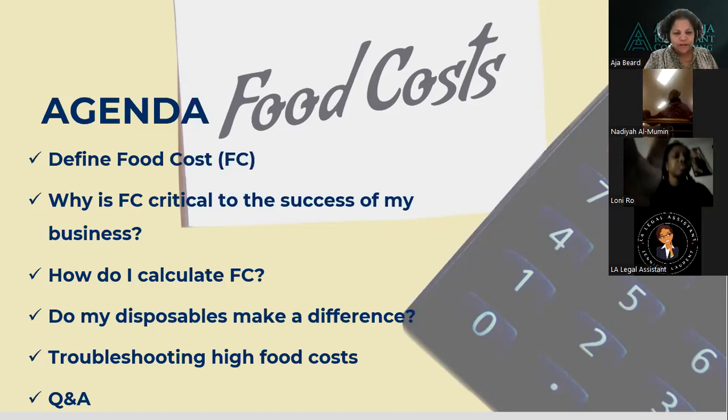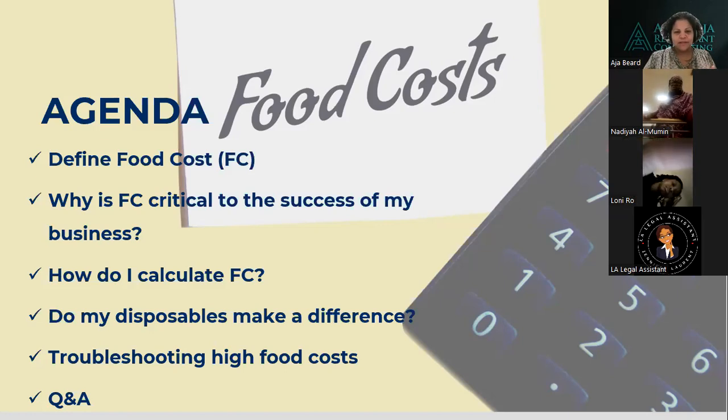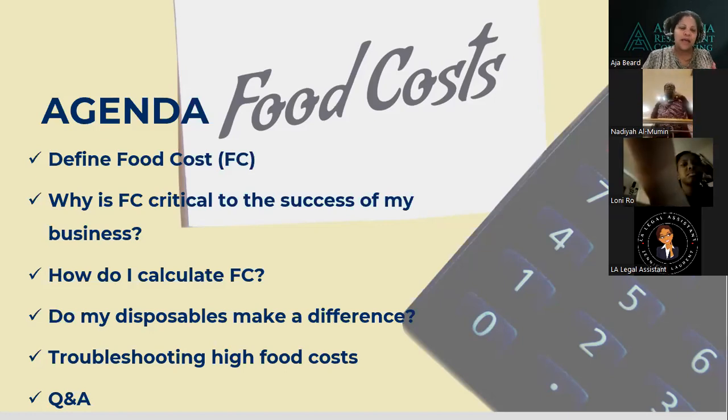And then we're going to talk a little bit about disposables, which are all of the containers and plasticware that you use. And then since all of you are already in business, if you know that your food cost is high, I want you to have some tips that you can take away right now and start implementing to help reduce those food costs and get you back in line. And of course, we'll leave some time for Q&A.